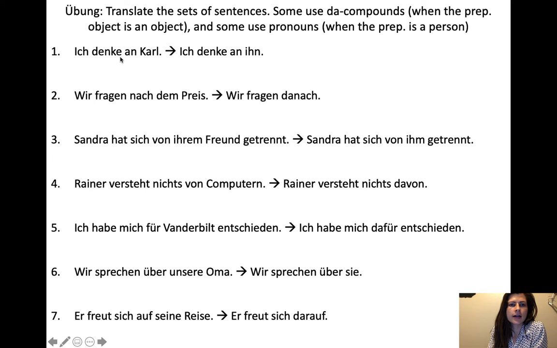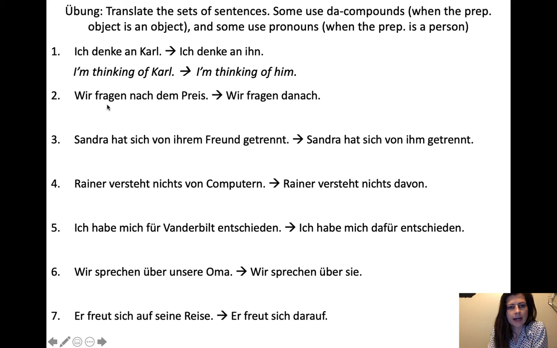Okay, so now let's try some of these. Ich denke an Karl. Ich denke an ihn. So I'm thinking of Karl. I'm thinking of him. So Karl is a person. So we're actually going to use the preposition plus the pronoun, as you would expect, and then the pronoun in the right case for the situation, which is going to be accusative.